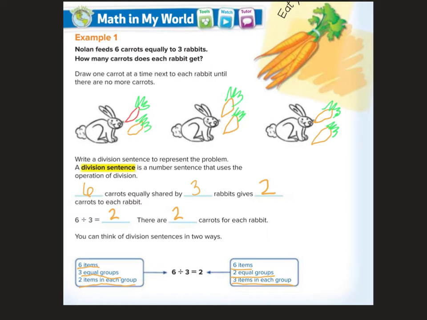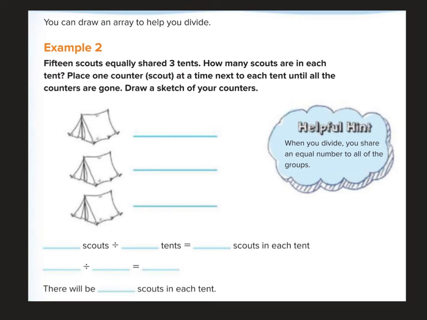So for over here, I have 6 carrots. The 2 equal groups would be, there's 2 carrots in each group. How many groups do we have? We have 3, right? So that's kind of 2 ways to think of a division problem. Let's look at example 2.